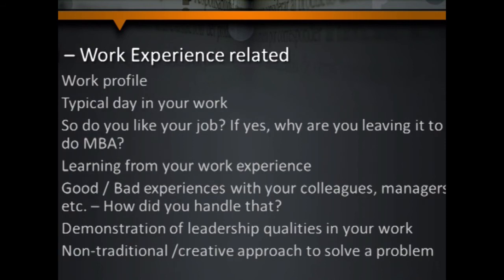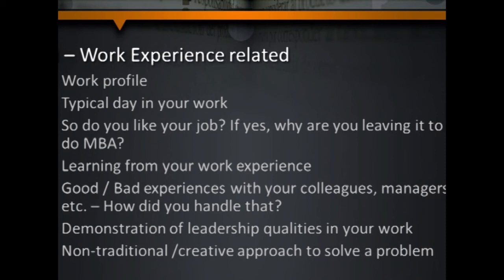Then there are work experience related questions. They can ask, what is your work profile? Maybe they can ask, what exactly do you do in your job? Maybe they can ask, what is a typical day in your work? You go to office, what kind of people do you meet, clients, and within your inter-departments, you might have to work with inter teams. So what exactly do you do over there? You have to talk about that part.